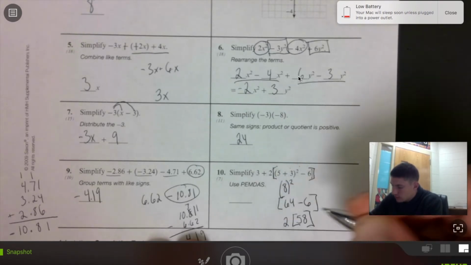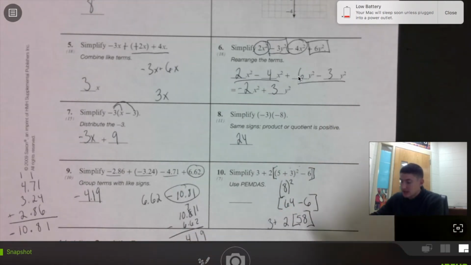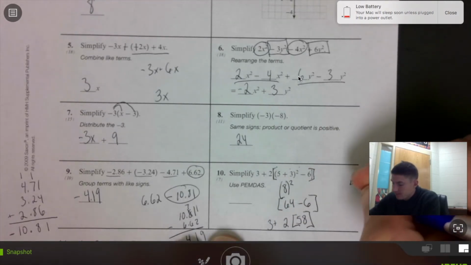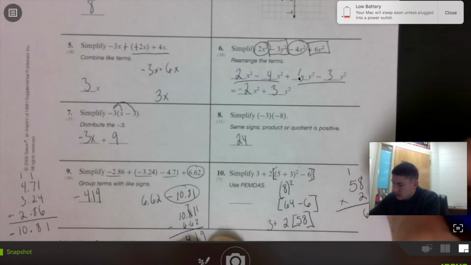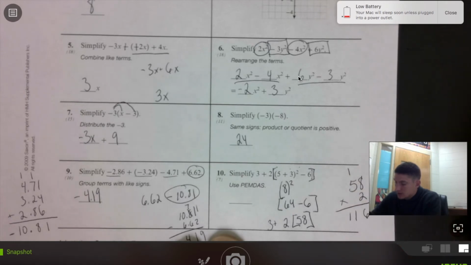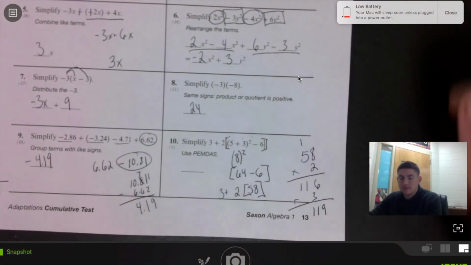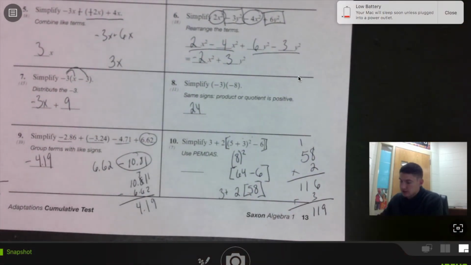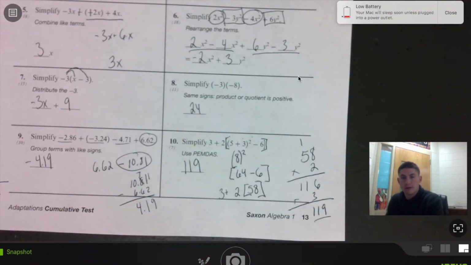Now I have a 2 that's multiplied on the outside and then 3 added to that. So in this case I've got 2 times 58. 58 times 2. 2 times 8 is 16. Carry the 1. 2 times 5 is 10 plus 1 is 11. You get 116. And I'm going to add 3 to that. Plus 3 gives me a total of 119. Show your work. Works out just like that. And I'm going to write that in my answer spot right here.